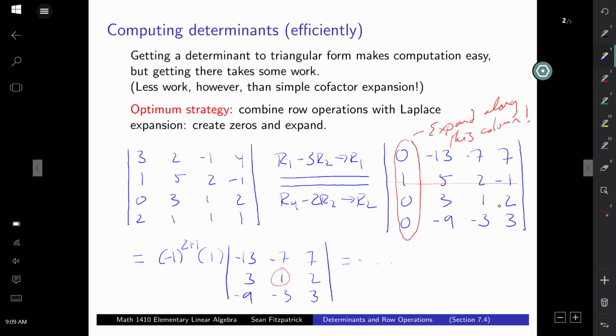Let's do that, okay? So I got a minus sign out front. I do those 2 row operations. So 7 times row 2 into row 1, minus 13 plus 21 leaves me with 8, 0, 7 plus 14, 21, 3, 1, 2, and then I'm doing 3 times row 2 into row 3, 0, 0. Actually, I even get a couple of zeros.